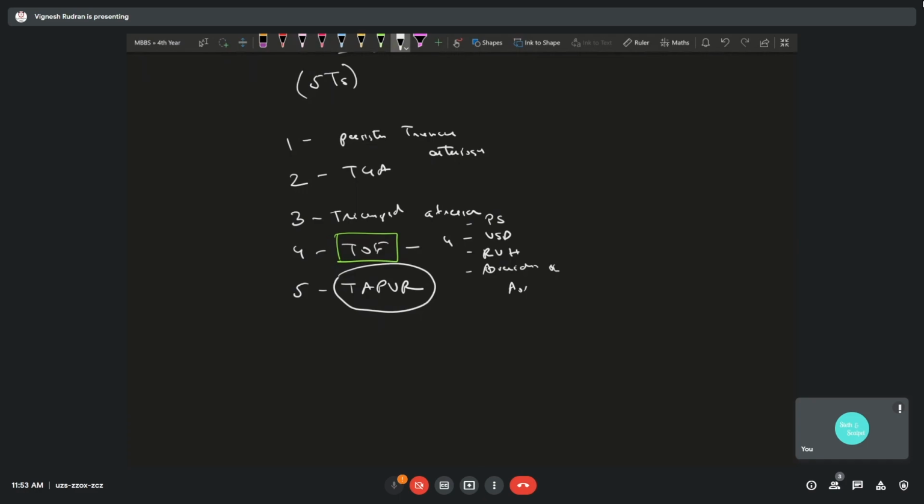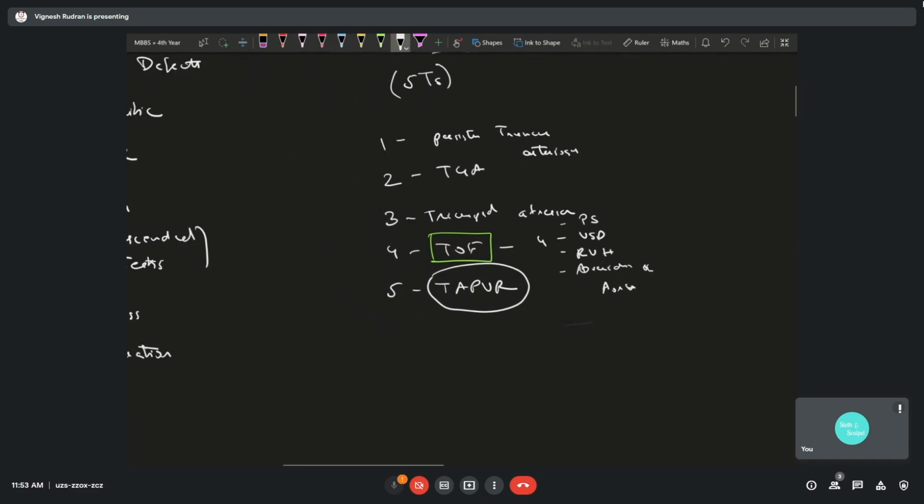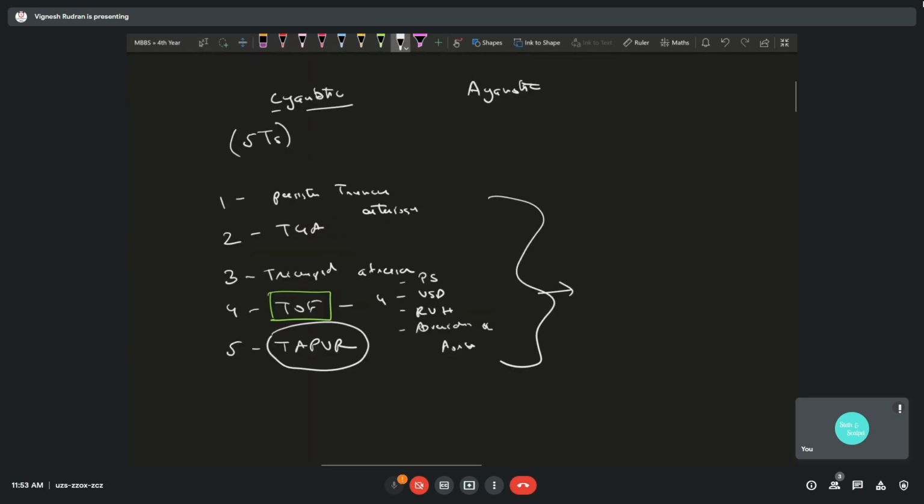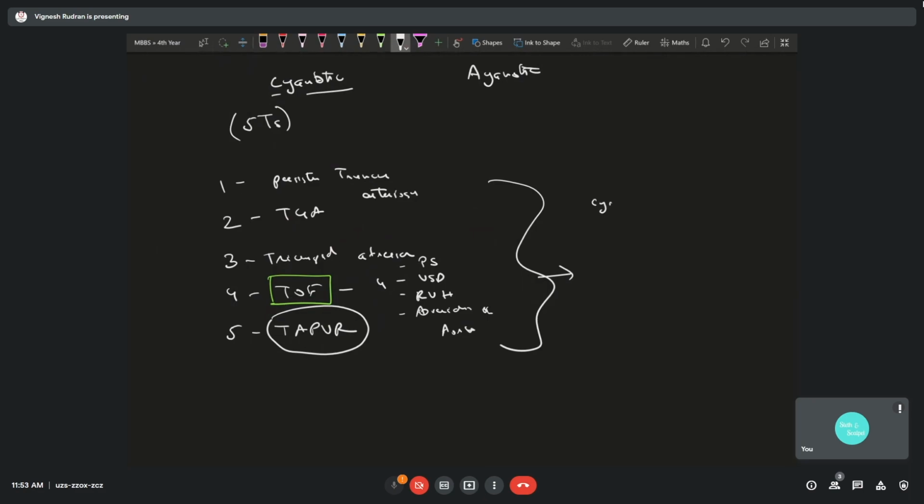These are the common symptoms for TOF. So the common points for all of these are going to be, see, they're all cyanotic diseases, right? So you're going to have cyanosis, cyanotic spells, and something known as squatting or breath holding.